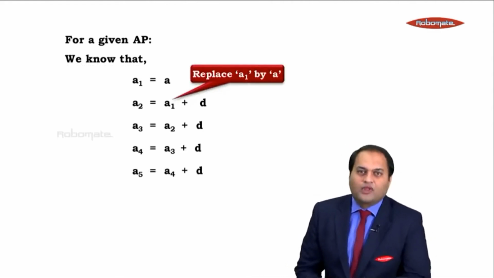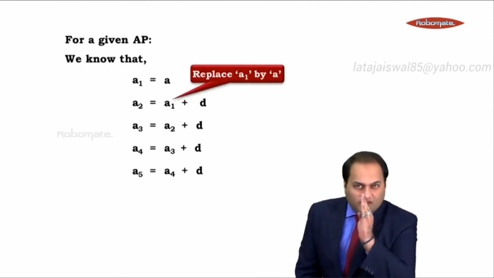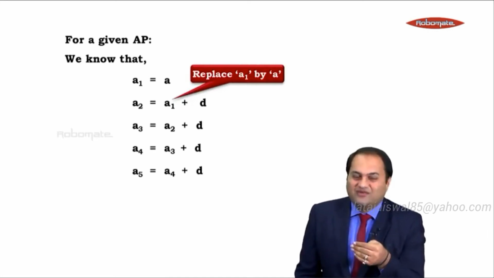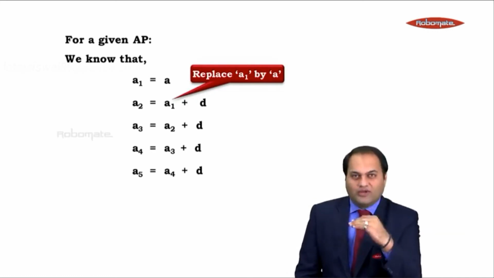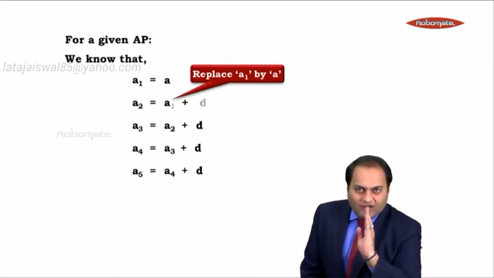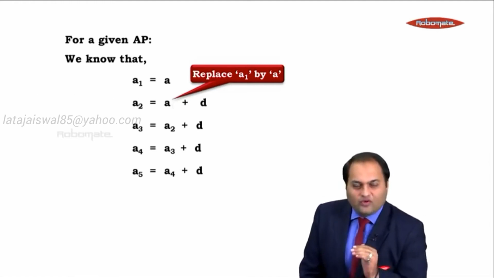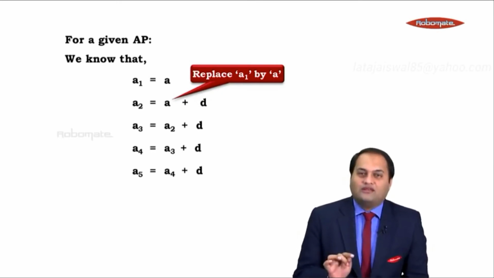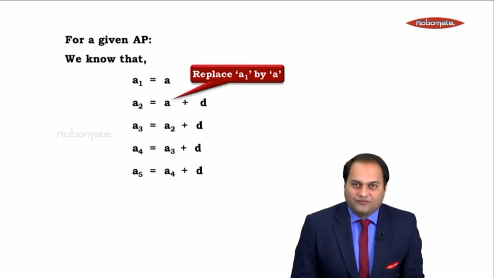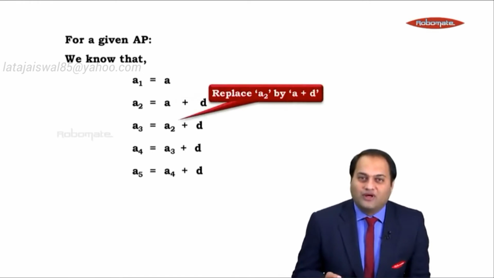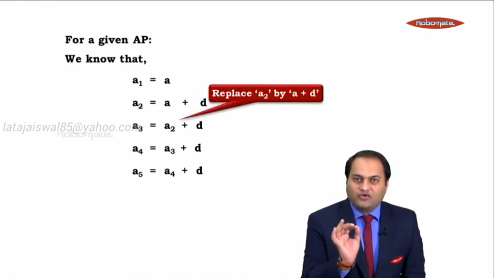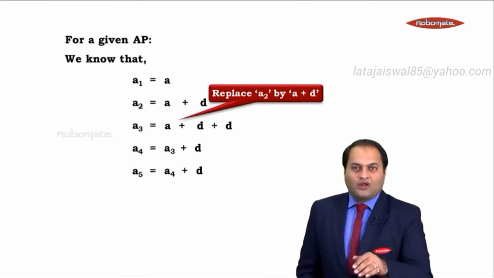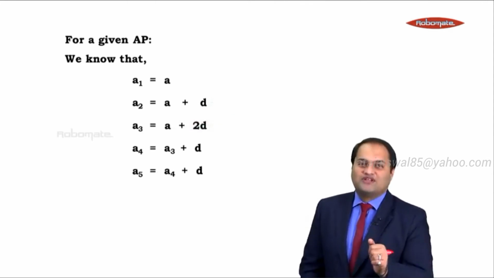Let's see how. In A2, which is equal to A1 plus D, A1 can be replaced by A because A1 is nothing but A, right? So what we need to do is we need to go on replacing everything now. In place of A1, let's write A. So A2 is equal to A plus D. Clear? Now come to A3. A3 is equal to A2 plus D. But what is A2? A2 is nothing but A plus D. So let us replace A2 by A plus D. So you get A plus D plus D. In other words, you get A plus 2D.